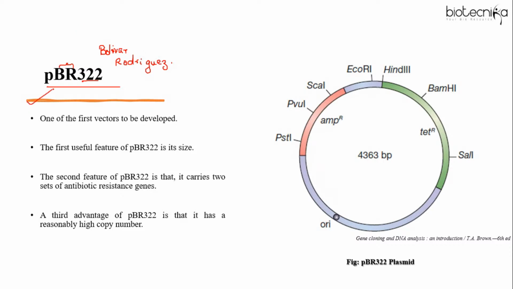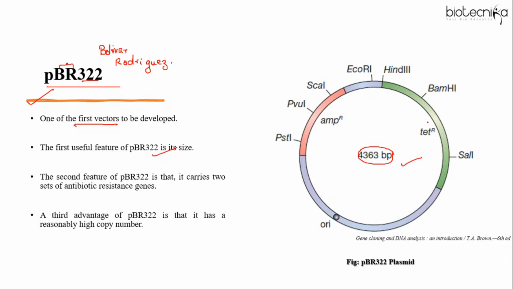Now, why PBR322? This particular vector is the most common vector that was used initially. So why was this vector so popular? There are three features that make it popular. One useful feature is size. You can see it is only around 4.3 kb, and in the previous slide I told you that the ideal size should be less than 10 kb, right? So yes, it fulfills that criterion.